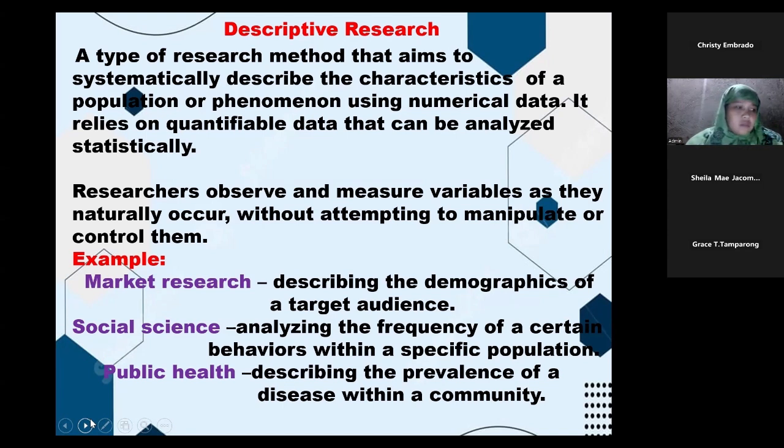Next is demographics. The word demographics means a person and their personal background. Next is public health, describing the prevalence of a disease within a community. Since it is descriptive research, it is more on analyzing the frequency of certain behaviors within a specific population.